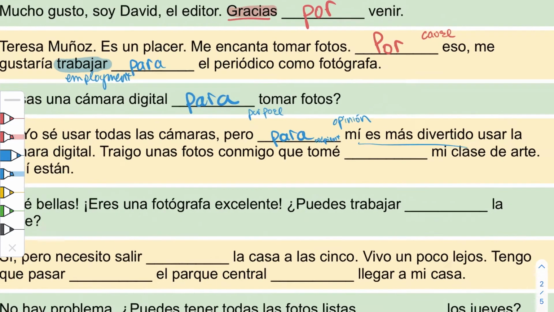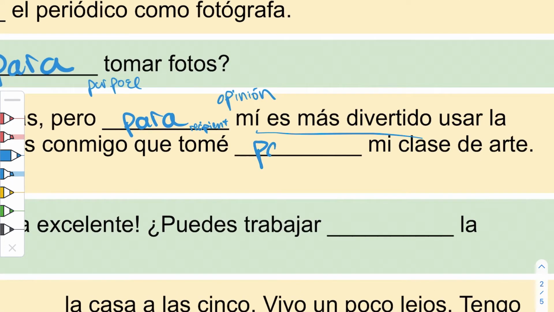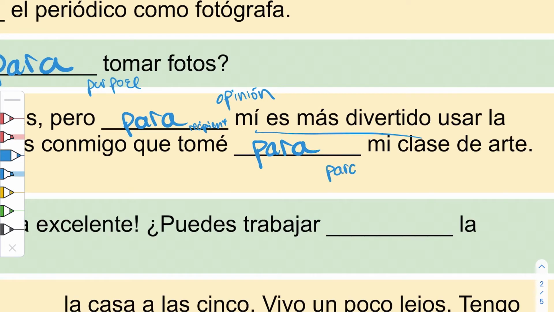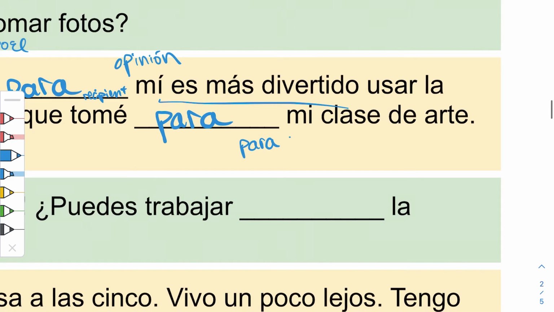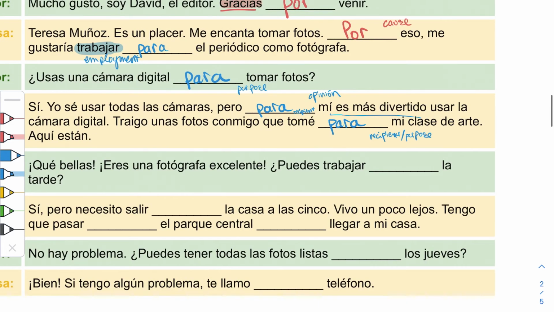Traigo unas fotos que tomé para mi clase de arte. That would be purpose. That is the reason why I took them. As a recipient, my class receives them. I just realized recipient, purpose. So, there. Whatever reason it fits, it should be para.